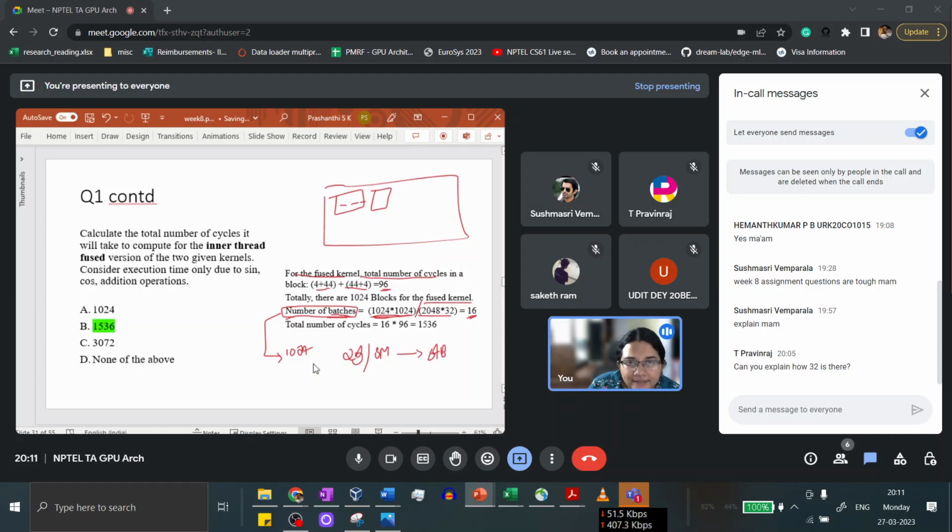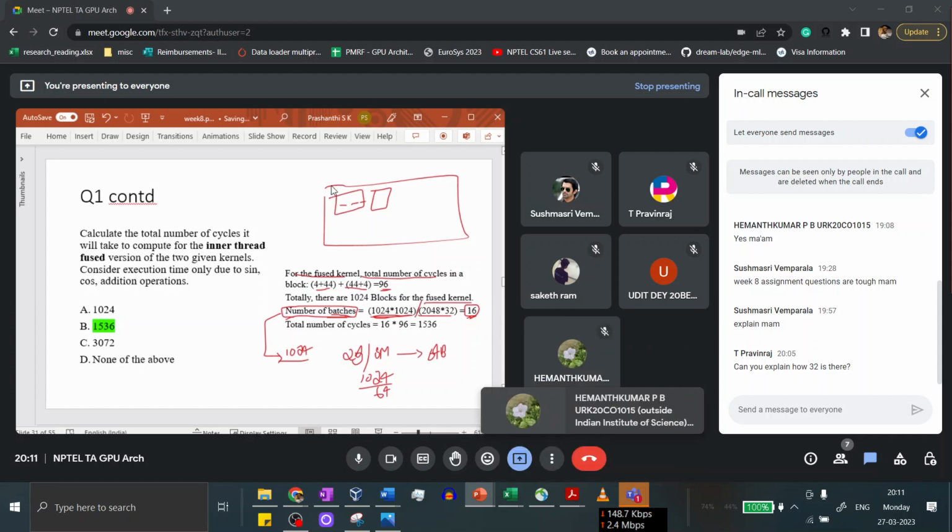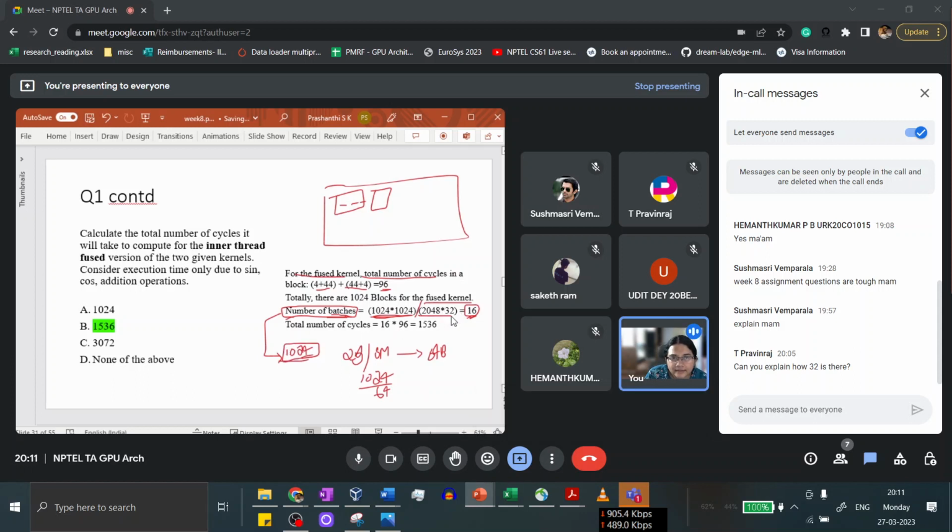How many batches do you need for 1024? This becomes 1024 divided by 64. This is 2 power 10, this is 2 power 6, and 2 power 10 by 2 power 6 is 2 power 4, which comes out to be 16. We're basically trying to find out how many times you need to do this execution, given that you have 1024 blocks. The 32 comes from the number of SMs, and the 2048 comes from the number of threads. Now is this clear?